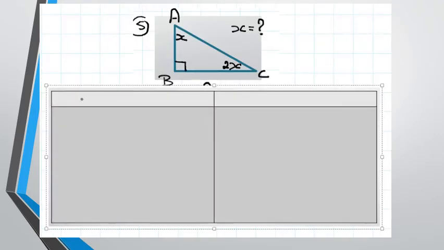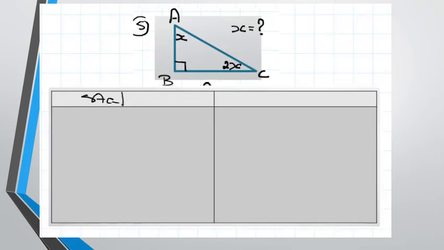Question number 5. Let's start immediately by quickly filling in the table so that we can continue with the calculation. Statement. Reason. Just by the looks of it, immediately I see that that angle is 90 degrees. Therefore, I'm talking about a right angle triangle. But one of the properties here is that the sum of the interior angles of a triangle equals 180 degrees.